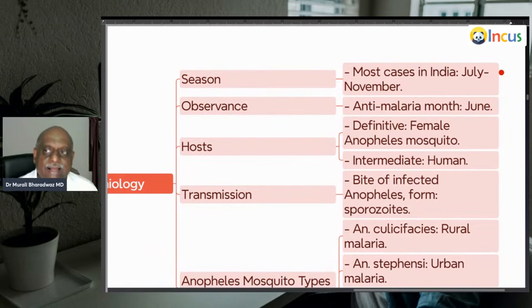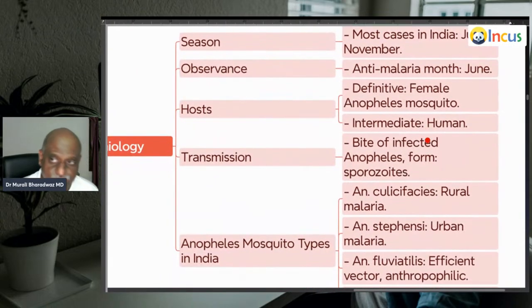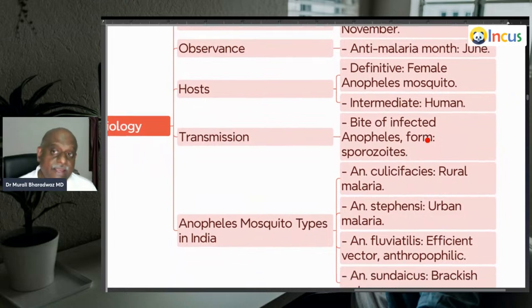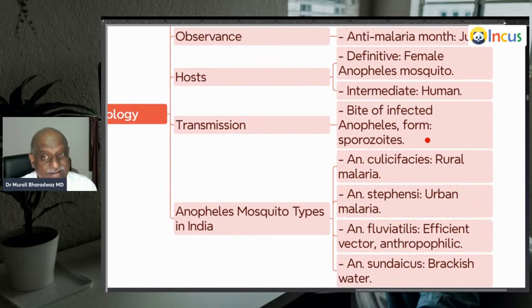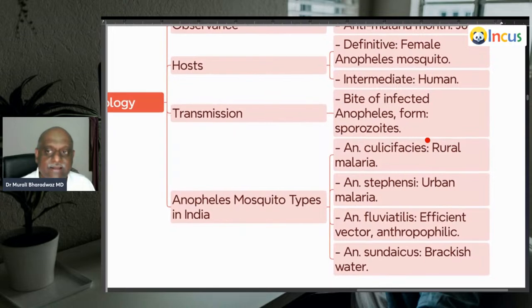Most cases of malaria in India occur from July to November. Anti-malaria month is June. Female anopheles is the definitive host. Human is the intermediate host. Don't mix them up. Which is definitive? Where sexual reproduction takes place, that is definitive. You need to know which is the in-laws' home and which is the maternal home.